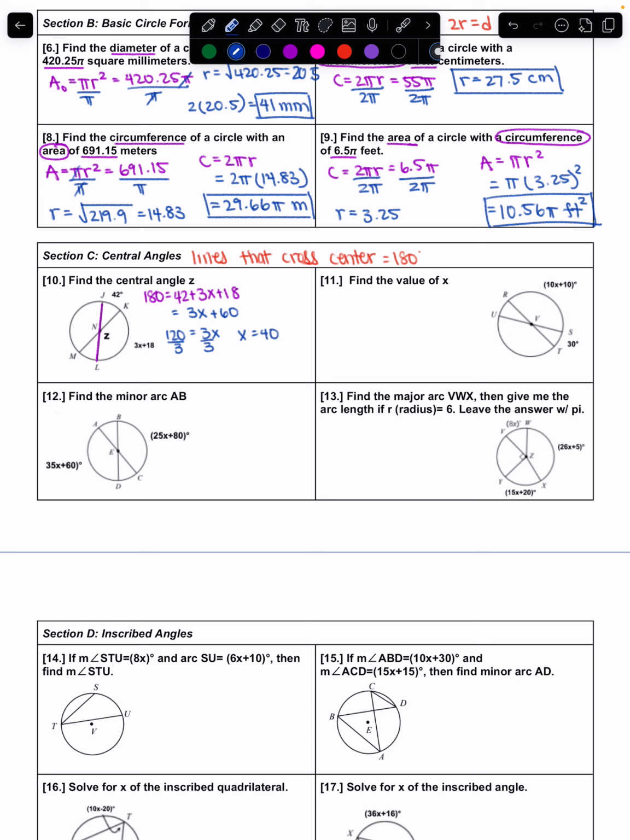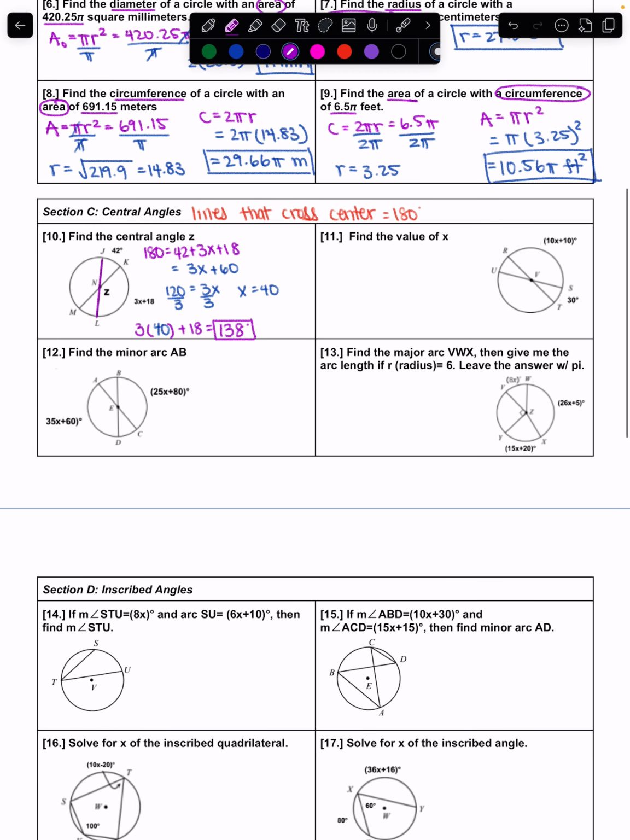All right, so that is not my answer. I am asked to find what central angle Z is, and I have to plug in x equals 40 into 3x, which we know is 40 now, plus 18. Okay, so I'm going to plug in that 40. So 3 times 40 is 120. Add 18, we get 138. Okay, so angle Z, which is my central angle for this one, is 138 degrees.